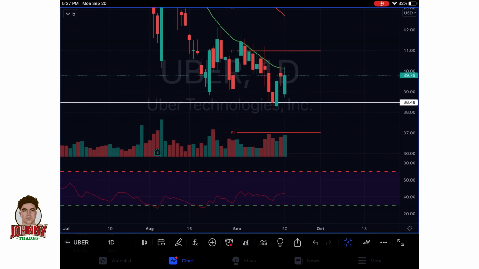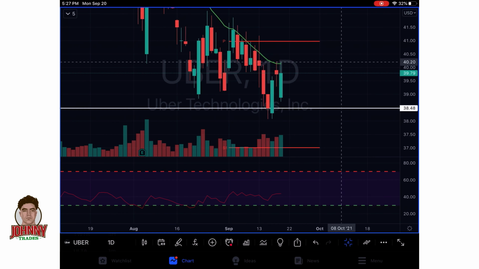Okay, so for me, my plan was to take profits on Uber at the 21 moving average. Right, this is the 20 moving average right here. This is where I planned to take profits, and that's exactly where I took profits. So I entered around 39.13. I entered once I saw that we had a bullish engulfing, right? And I took profits the next day, right around the 20 moving average, right?